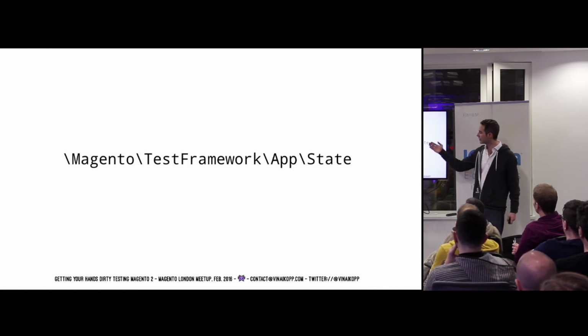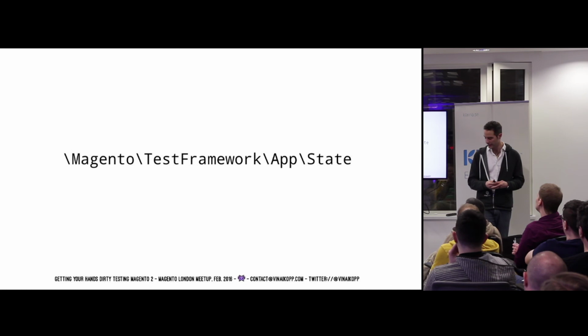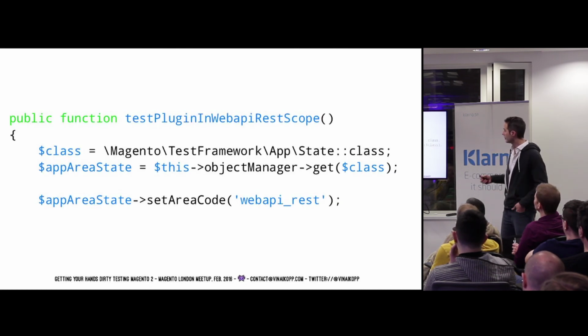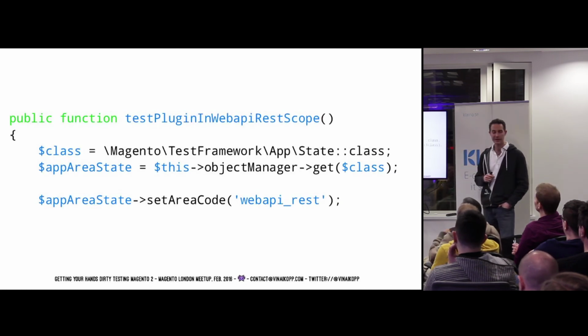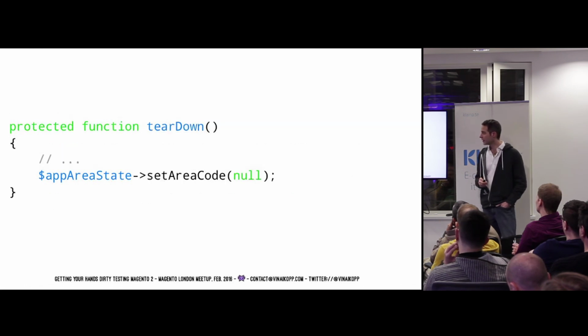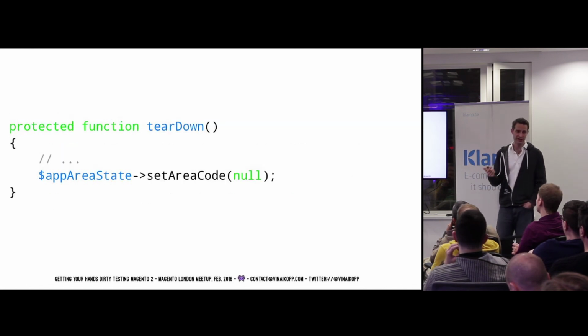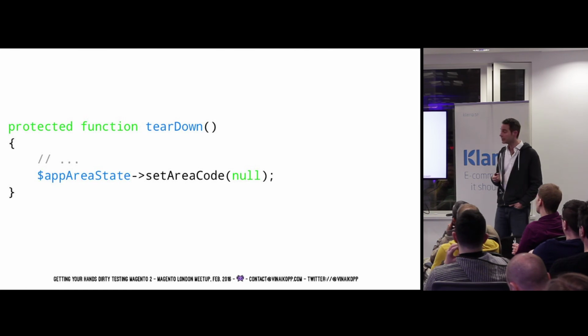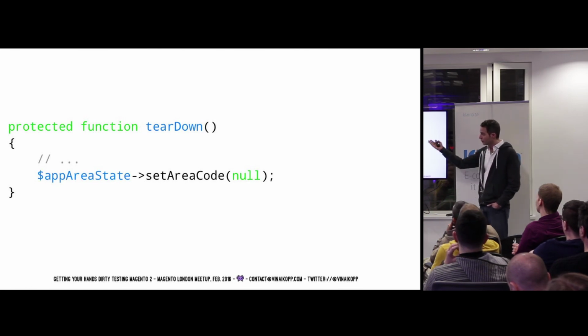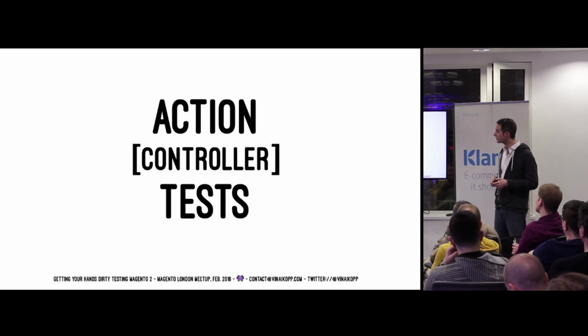We can always do that, and that's where this class comes in, the test framework app state. If we create an instance of that using our object manager, we can just set the current area code, and then it works for every kind of instance. If we do so, this will persist unless we turn on application isolation. And we can reset that in a teardown method, easily, just like so.